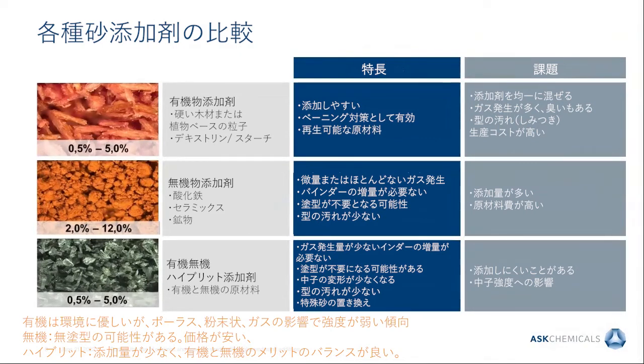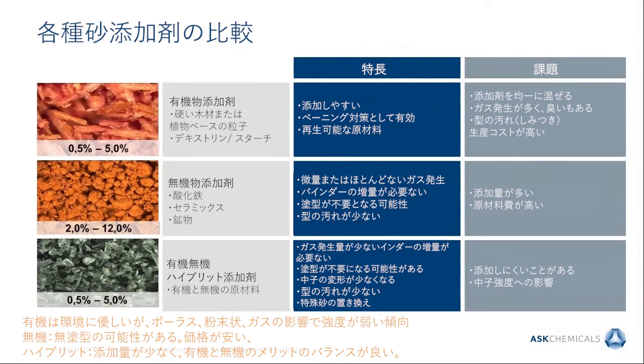The other negative points are the high gas and odor load, the tool contamination, and the production of these additives is expensive because they have low bulk density. Inorganic additives are composed of iron oxide, ceramics, or minerals at a relatively high dosing level of 2 to 12%. They show almost no gas emissions, and usually there is no increase of binder necessary. Coating-free casting is possible, and you have a reduced tooling contamination. On the negative side, there is a high addition amount, as already mentioned, and the high raw material cost of these inorganic raw materials.